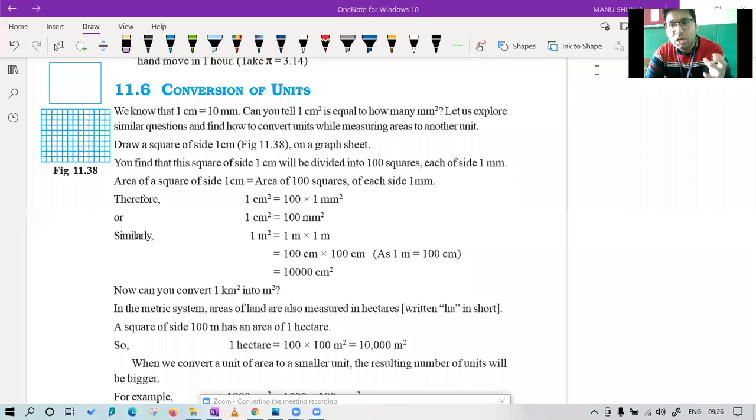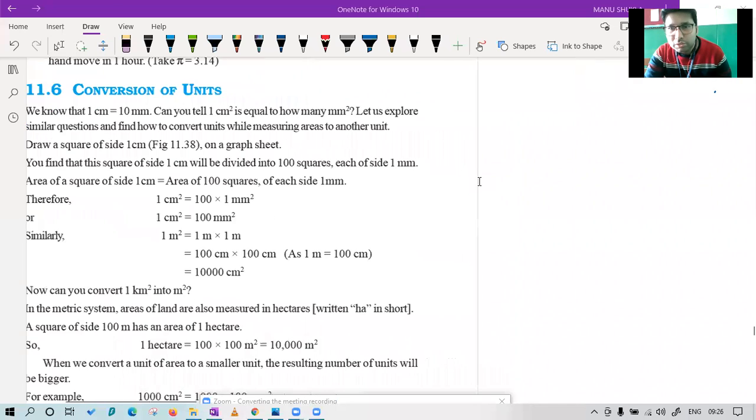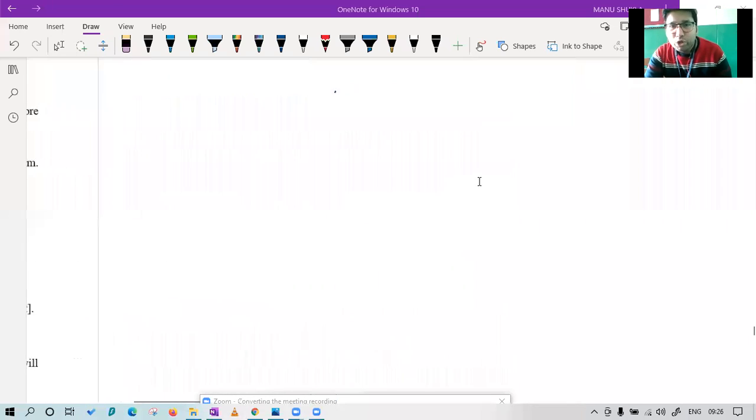Good morning, everyone. Today's topic is conversion of units. In chapter number 2, we have done the conversions. And if you remember, the formula was very simple.